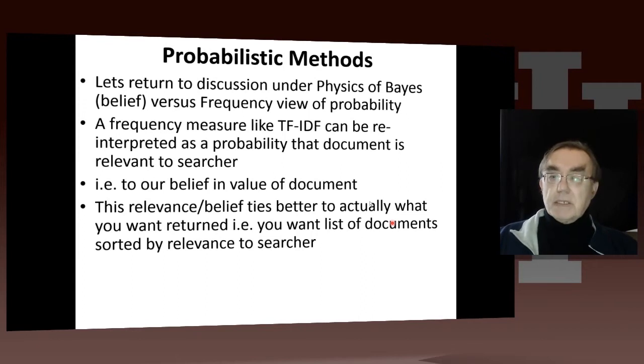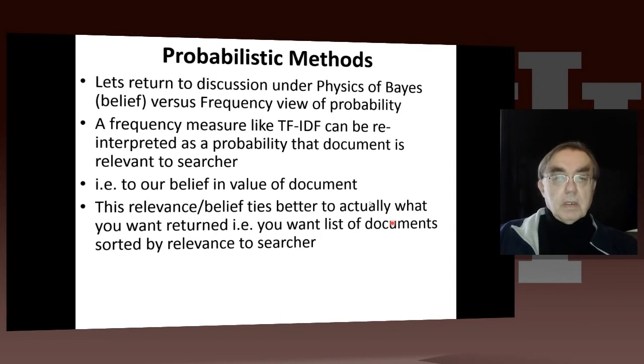And we actually discussed under the physics section Bayesian ideas, that we had to go from a frequency view of probability to a belief view or a Bayesian view of probability. And for information retrieval and web search, we want that Bayesian view because we want relevance. We don't actually care how often things happen. We want to get the important things, the relevant things, not the frequent things.